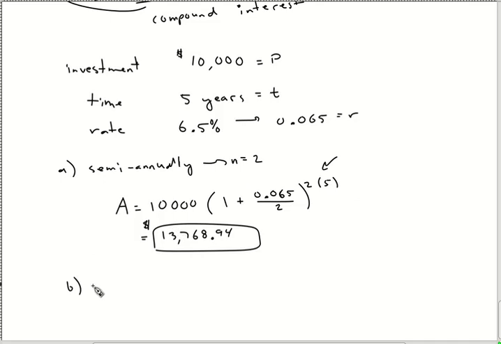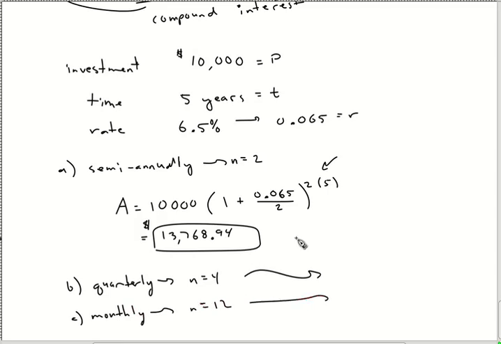Part B now says, let's do it quarterly. So how many quarters are in a year? It's 4. And so you just do the same thing, just with n equals 4. Part C, it says, hey, now we want to do it monthly. And how many months are there in a year? There's 12. And so then you do the same formula. Just put a 12 in right there and right there instead.